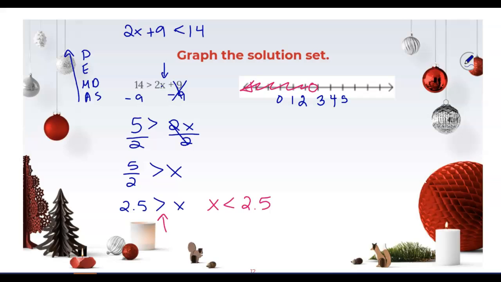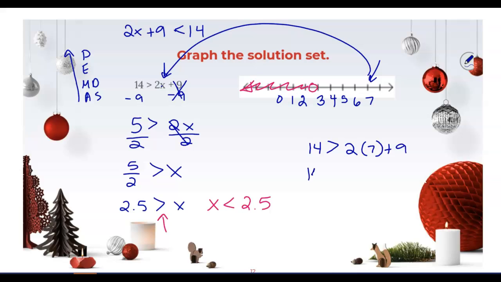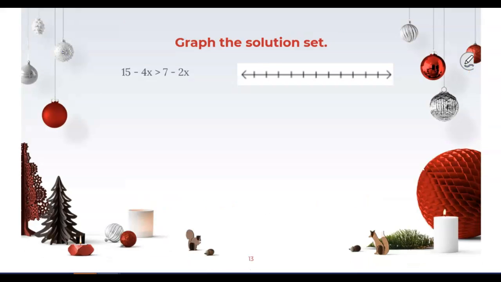This time I'm going to pick a different point because I keep picking 0 and it happens to be on the true one. Let's pick a number up here where it's not shaded. So let's pick 6, 7. Let's pick 7. If I substitute that into my original, just double checking to see if I shaded correctly. 2 times 7 is 14 plus 9, so 23. 14 is definitely not bigger than 23. This was supposed to be false because it was not shaded. Everything to this side of 2.5 would make it true if you substituted it in.